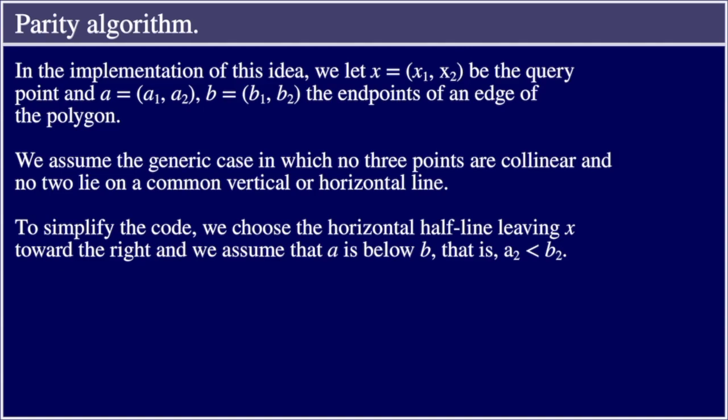In the implementation of this idea, we let x equal (x1, x2) be the query point, and A equal (A1, A2), B equal (B1, B2) the endpoints of an edge of the polygon. We assume the generic case in which no 3 points are collinear and no two lie on a common vertical or horizontal line. To simplify the code, we choose the horizontal half line leaving x toward the right and assume that A is below B. That is, A2 is less than B2.